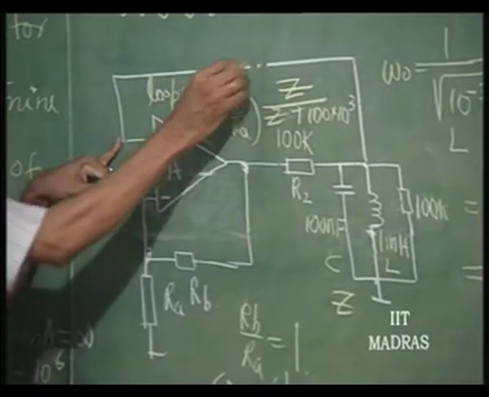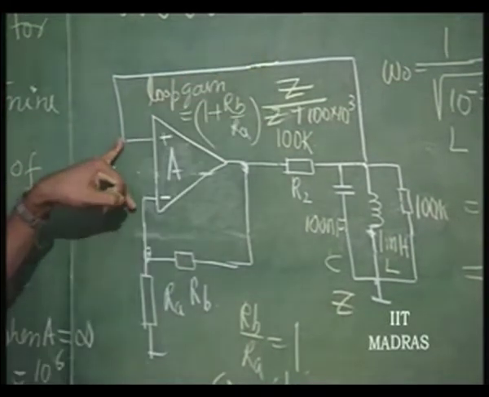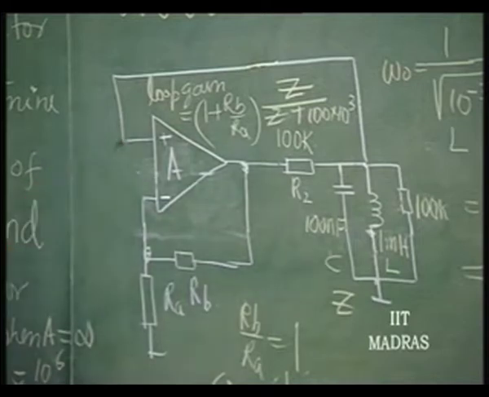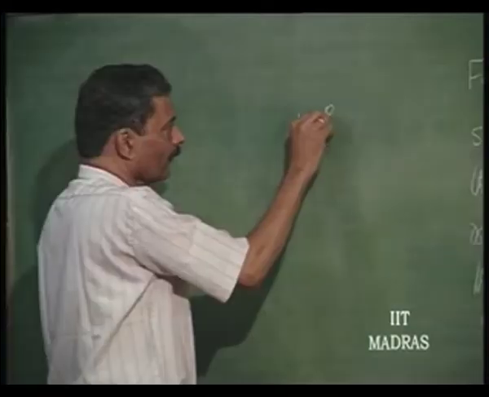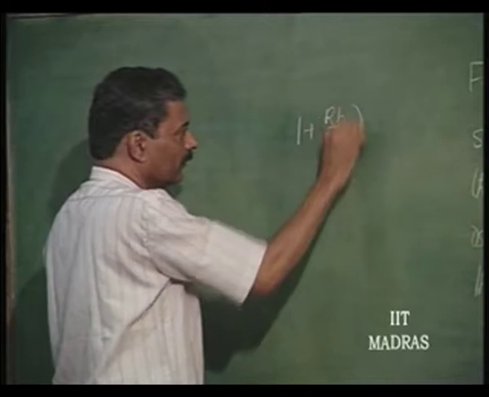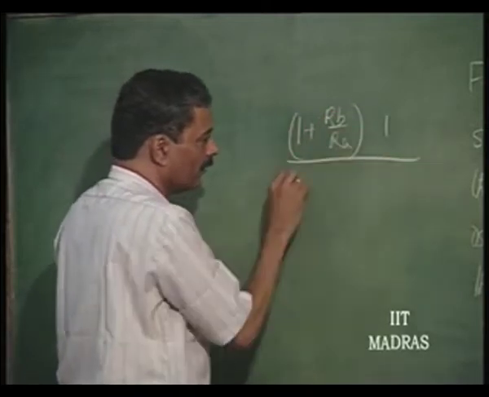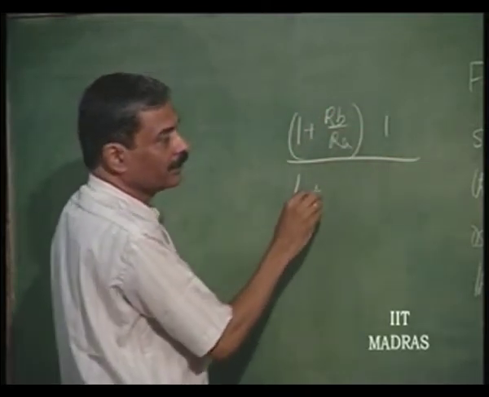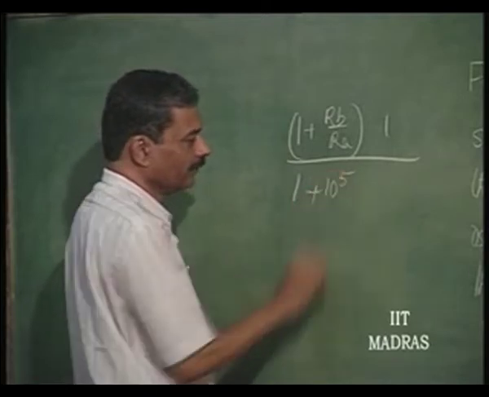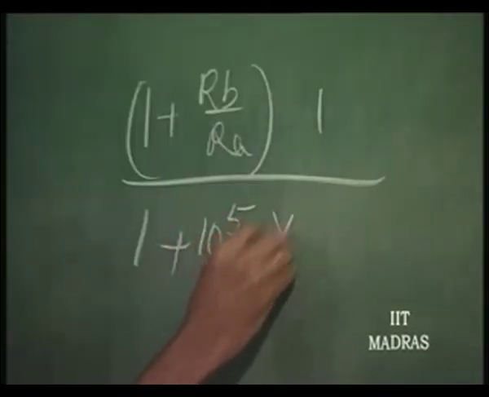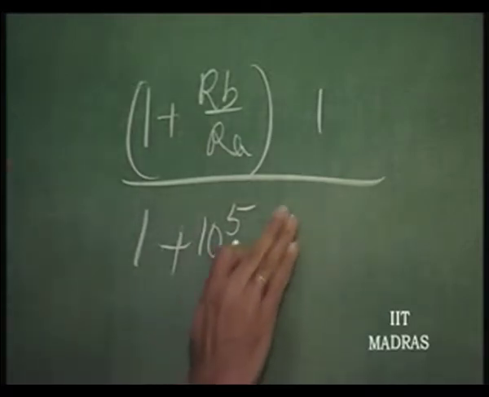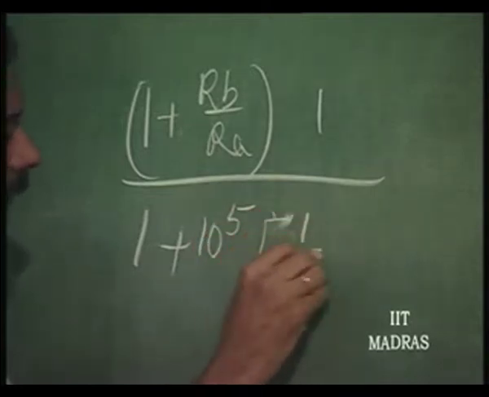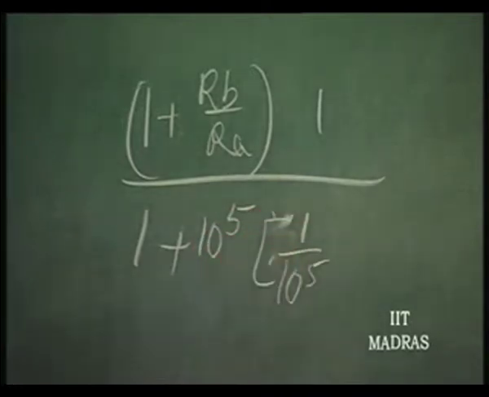So, this has to be, I close this, that means it is made equal to 1. So, 1 plus Rb by Ra into 1 by 1 plus 100 k, that is 10 to the power 5 into y. Y is the inverse of z, 1 over z. That is nothing but 1 over 10 to the power 5.